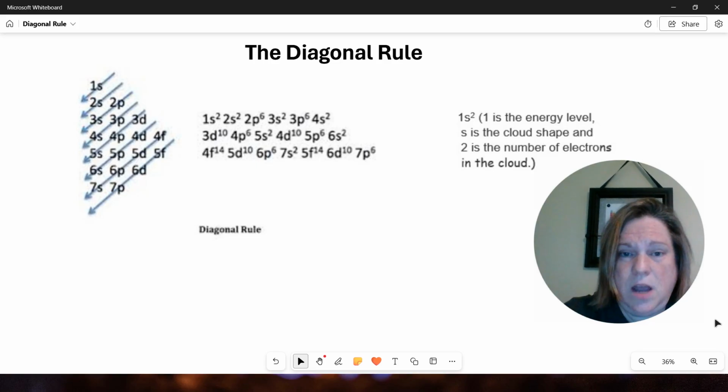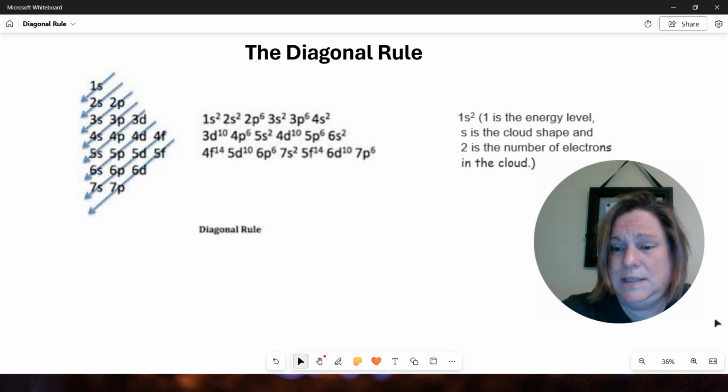Hi Chem Peeps, let's talk about writing electron configurations. I'm going to have several videos and examples in this series. And the first one I'm going to do is the diagonal rule.